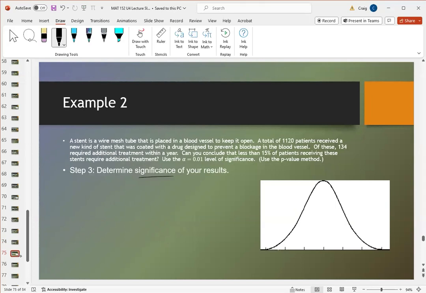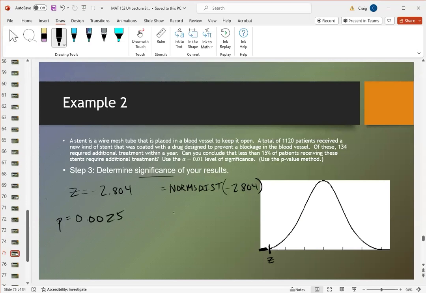Now that we have our test statistic value, we want to find the significance. Z is negative 2.804, so that's going to be way over here. Here's our Z value. We want to find the probability. To do that in Excel, equals NORM.S.DIST. Remember, this gives us the area to the left, which is what we're looking for, the area that's less than. NORM.S.DIST of negative 2.804 gives us a probability of 0.0025.